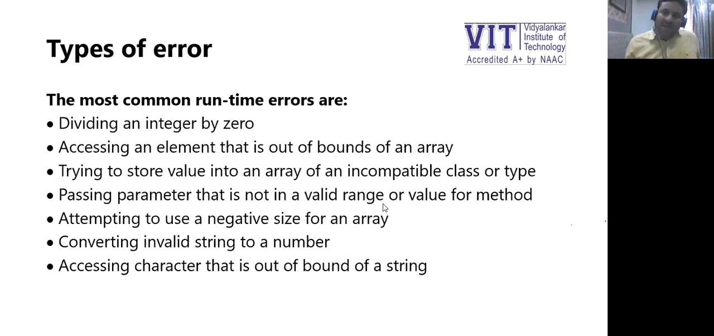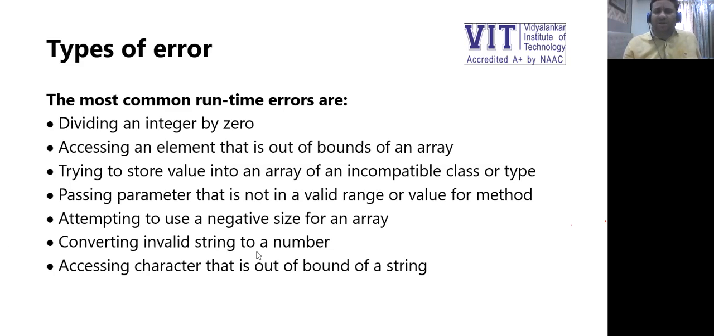Suppose I have a function that takes 2 integers, and I'm taking the input from the user at runtime and passing the values in the function call. If the value does not fit in the correct range, then it will generate a runtime error. Attempting to use a negative array size: if you attempt to create an array of negative size, again it will generate a runtime error.